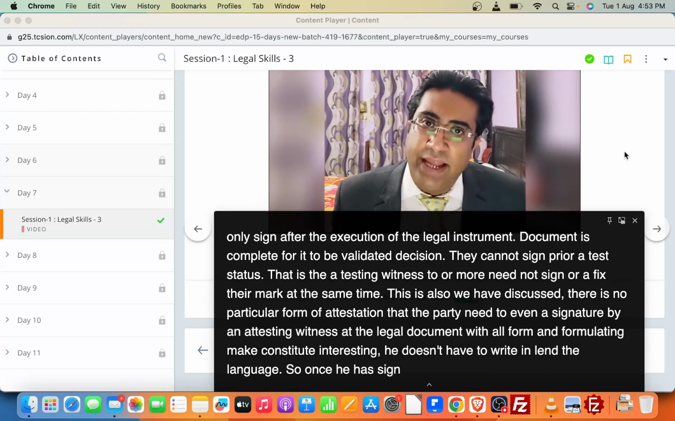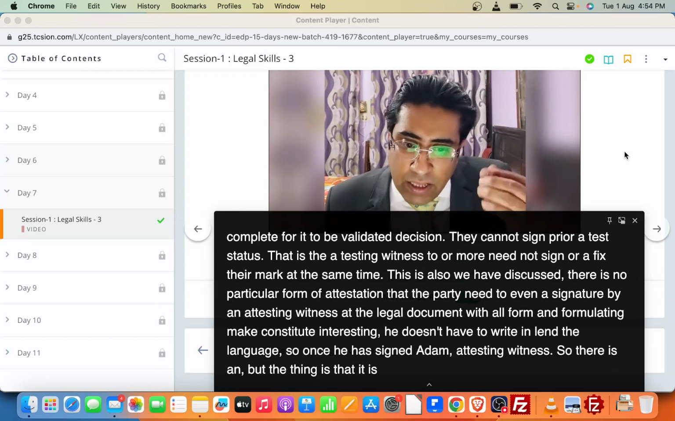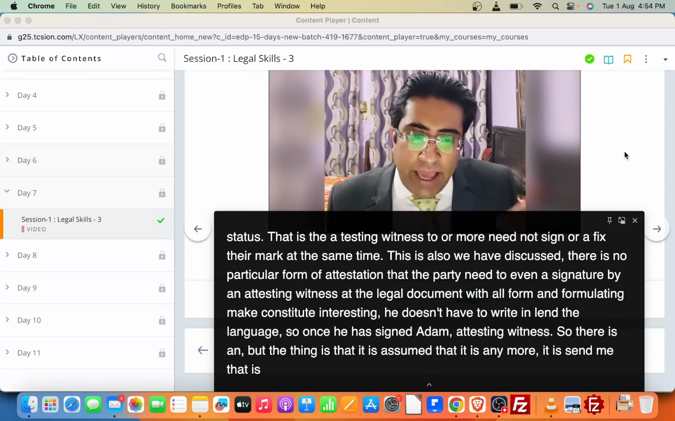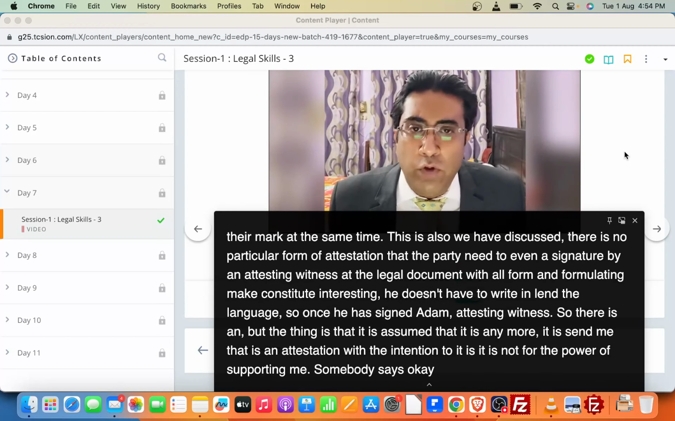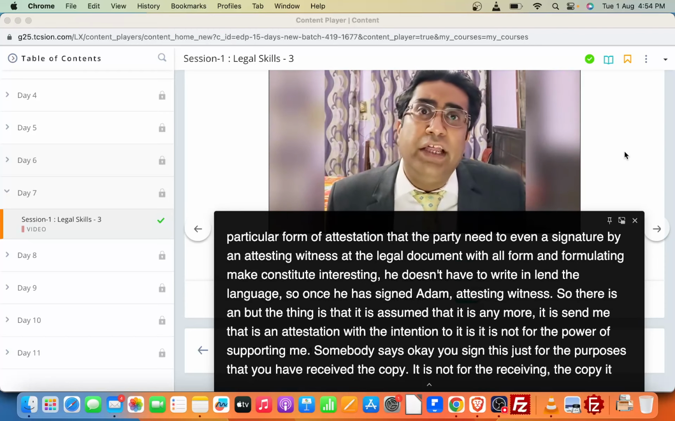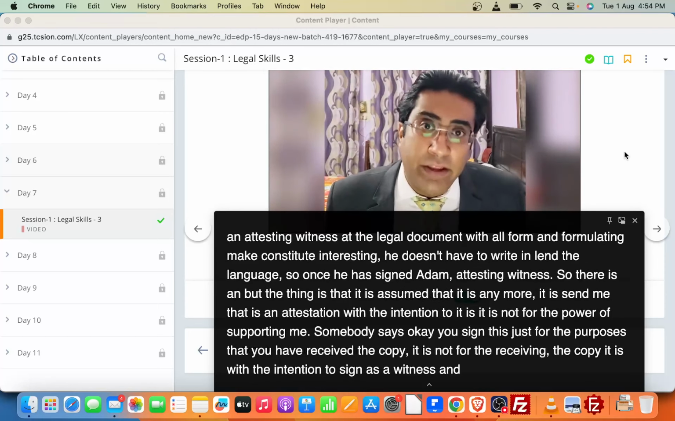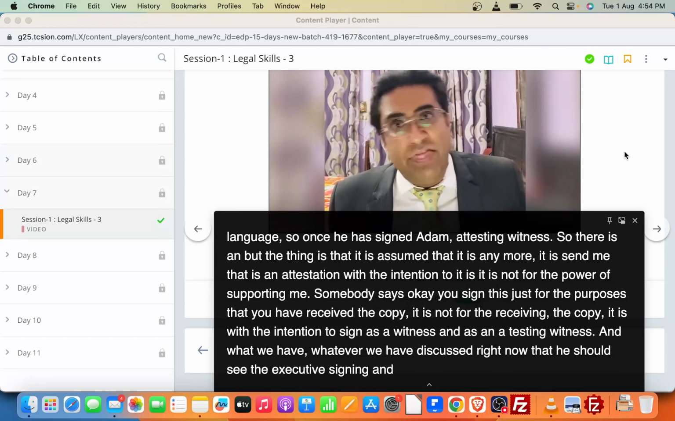So once he has signed as an attesting witness, it is assumed that it is an attestation with the intention to attest. It is not for any other purpose. Supposing somebody says, okay, you sign this just for the purpose that you have received the copy. It is not for receiving the copy. It is with the intention to sign as a witness and as an attesting witness, and as we have discussed right now, he should see the executant signing and then he should sign.